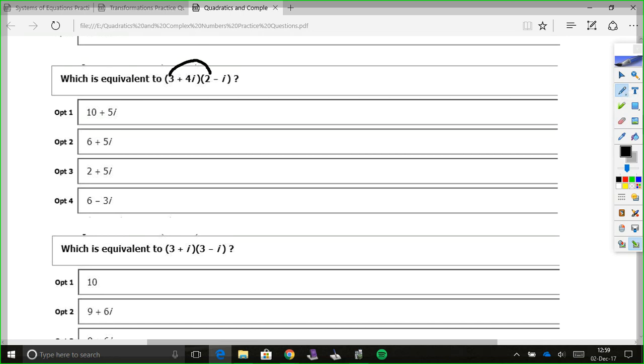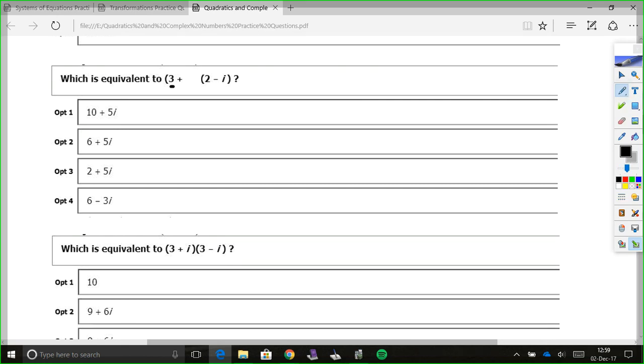So distribute the 3. Let me start from the beginning. This is what I do. I have these two terms that I need to distribute. I have the 3 and then I have the 4i. So what I like to do is cover up one of these. Let's cover up that 4i for a minute. Let's distribute the 3.